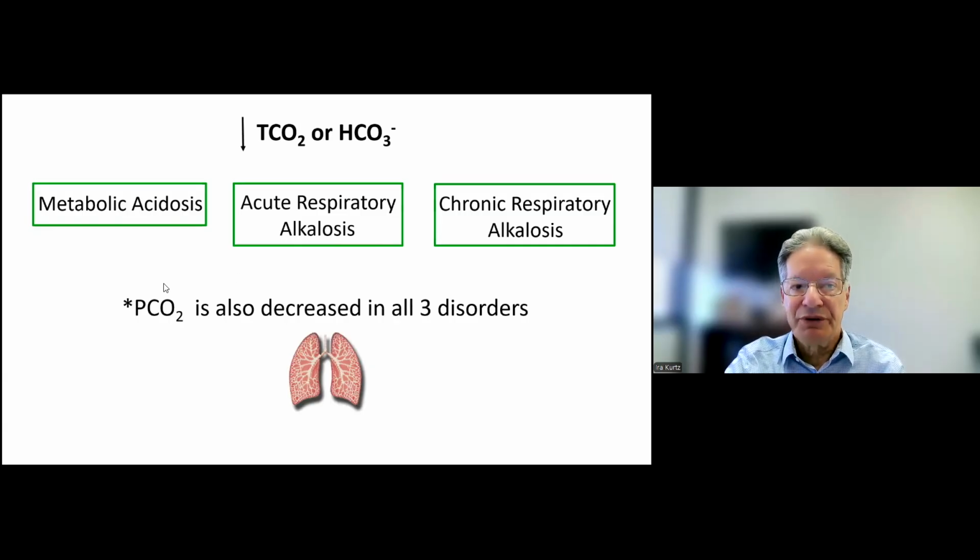Now, it also turns out that the PCO2 is decreased in all three, so that doesn't really help you. So directionally for all three, the bicarbonate is decreased and the PCO2 is decreased. But the first thing just to train your mind to do is, after you've decided that the total CO2 or the bicarbonate are decreased, immediately you go to the thought that there are three possibilities, and you write them down. And now the goal will be to try to distinguish these three.